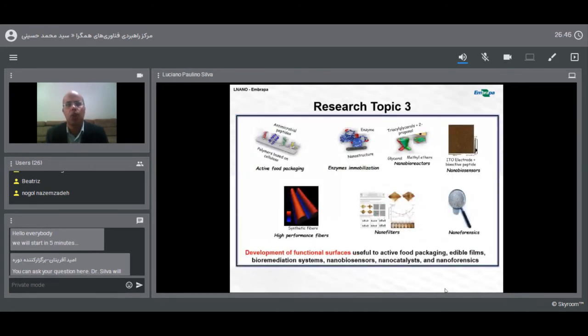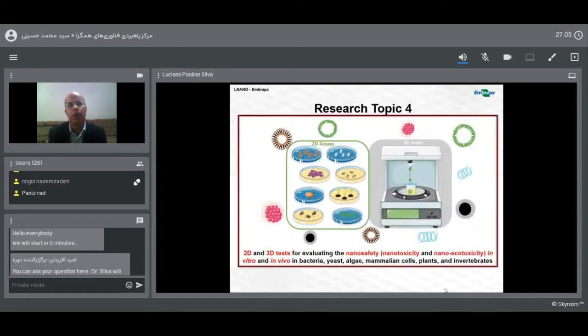Our third research topic is related to the development of functional surfaces useful for active food packaging, edible films, bioremediation systems, nanobiosensors, nanocatalysts, and also nanoforensics. Our fourth research topic is related to 2D and 3D tests for evaluating nanosafety, including nanotoxicity and nanoecotoxicity in vitro and in vivo, in bacteria, yeast, algae, mammalian cells, plants, and also invertebrates.